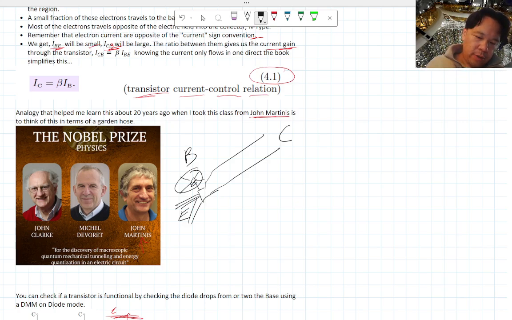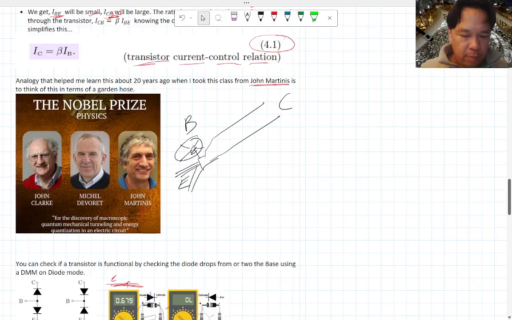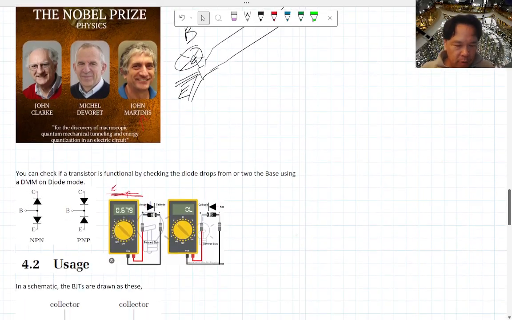And when you're dealing with transistors, the base voltage is kind of like that little knob that allows you to change the amount of current that you want flowing through your pipe.